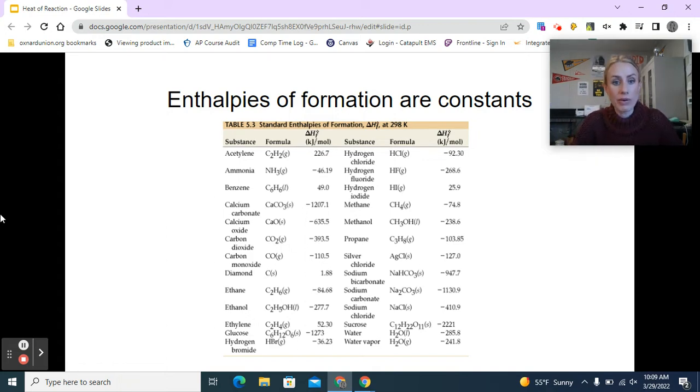On the other hand, ammonia, which is right under it, NH3, has a negative delta H. We get a negative 46.19 kilojoules per mole. What this means is that per mole of ammonia that's made, it's going to release 46.19 kilojoules of heat energy. All right, so that's what those positives and negatives mean. Again, these are standard. These are constants. So you can either just use the table that I gave you, or you can also look these up online if you're missing your table or something like that.